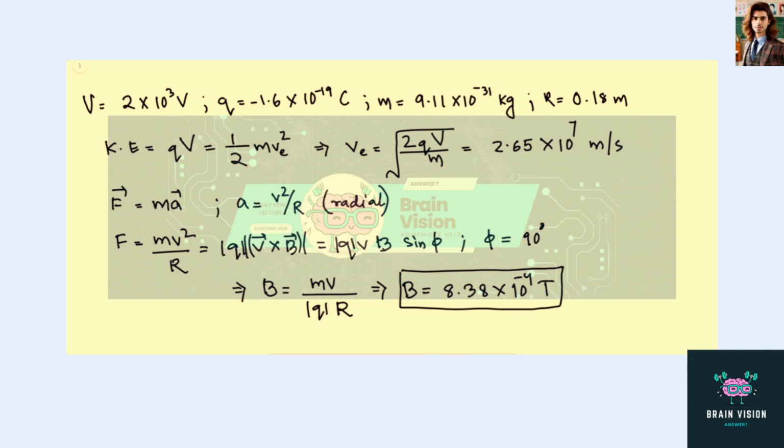So as you can see here, the smaller the radius gets for the circular path, the larger will be the magnitude of the magnetic field.